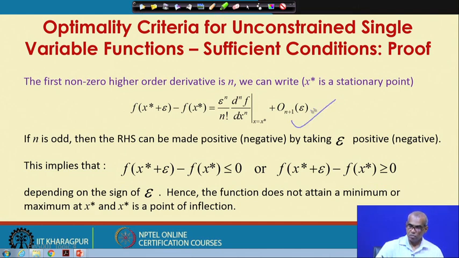So, by looking at this expression, we can say that if n is odd, since this value can be made both positive and negative depending on the sign of epsilon, the point x star neither becomes minimum nor becomes maximum, and it becomes a point of inflection.